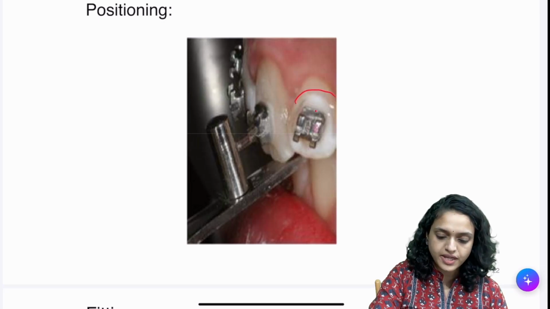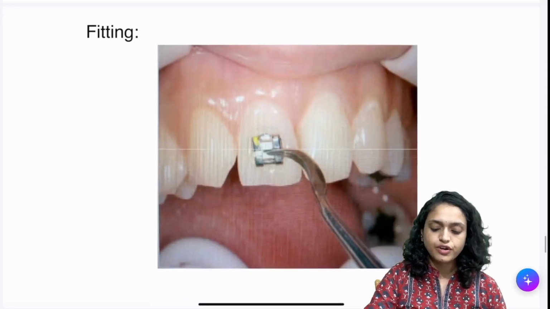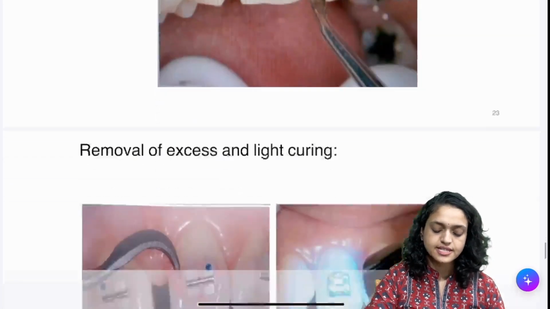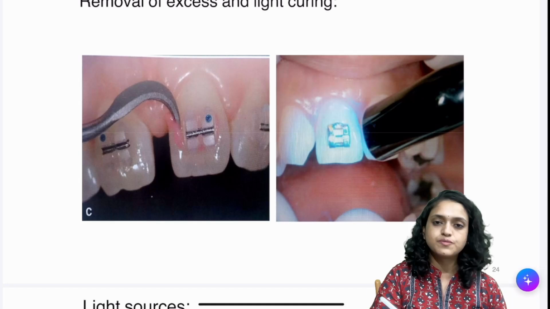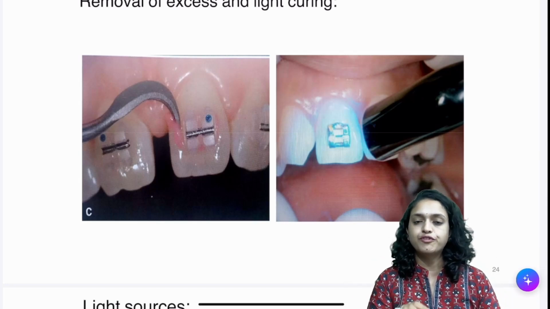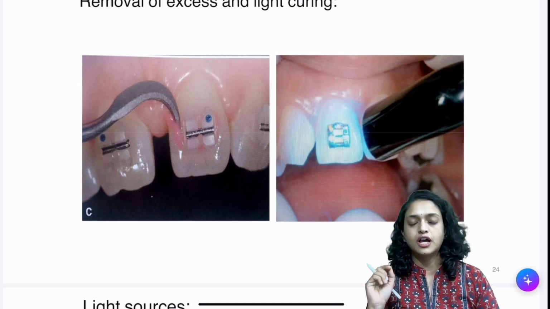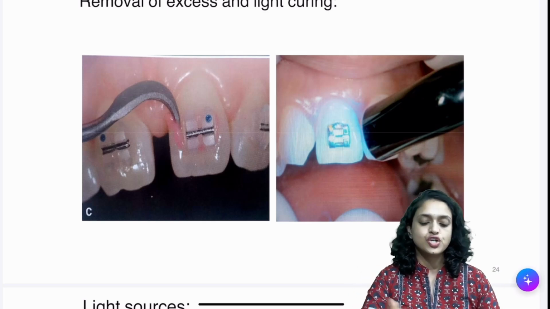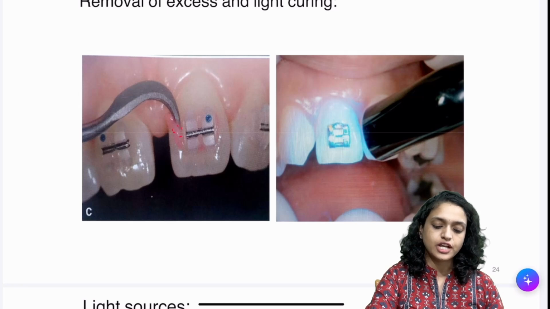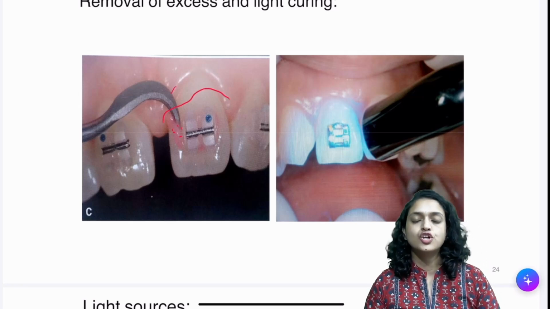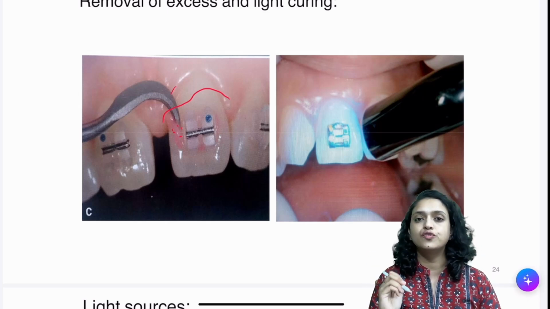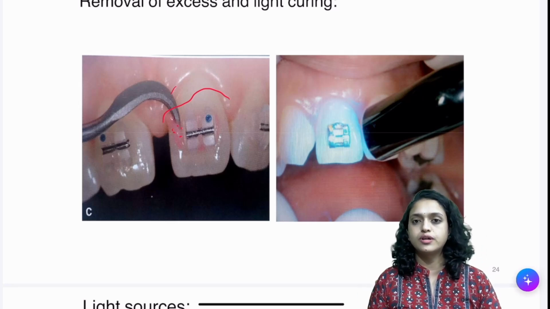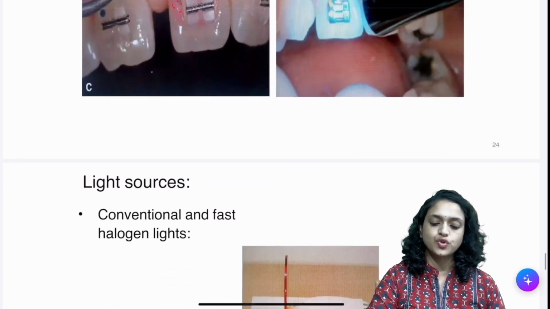As you can see on the top, the excess composite has come out. Now you are positioning, adjusting the position of the bracket, removing the excess, because composite excess when left on the tooth surface can act as attracting sites for plaque retention. So there will be a lot of plaque accumulation and associated gingival inflammation will be seen. So removal of the excess before curing is very very important, and once the excess has been removed, you're supposed to cure the bracket.